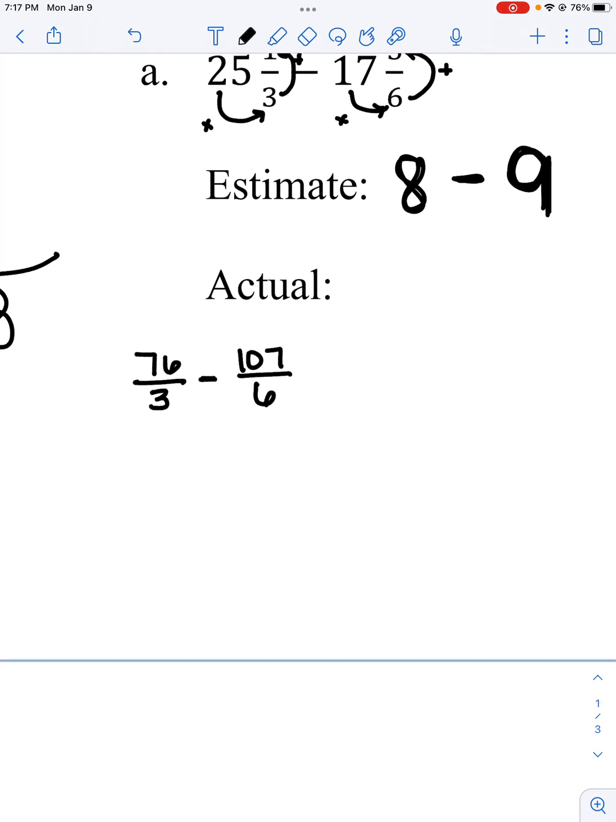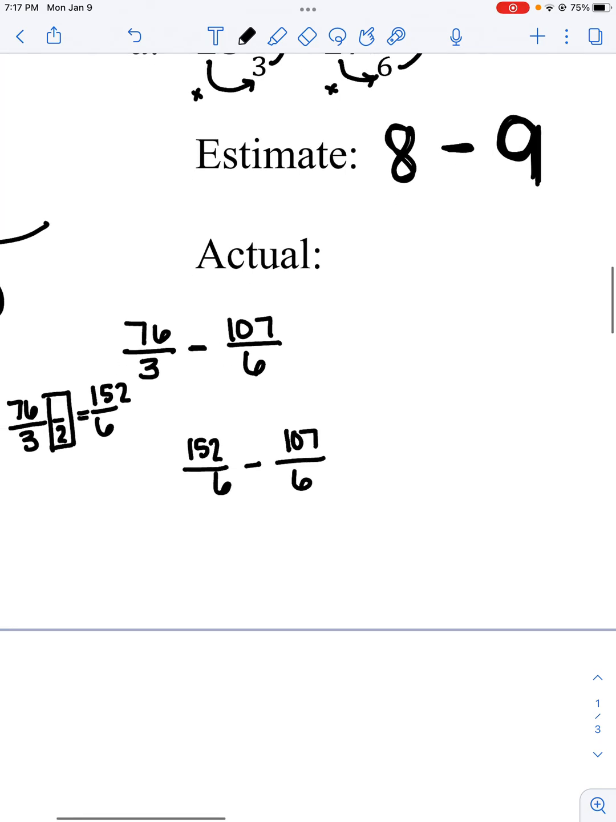Okay. Once I have this, I know that 76/3, I need to have a common denominator with 107/6. 3 goes into 6, so I know that 6 is going to be my common denominator. Three times 2 is 6. 76 times 2 is 152 over 6. And then I subtract. 152 minus 107 is 45. And I keep my denominator the same.